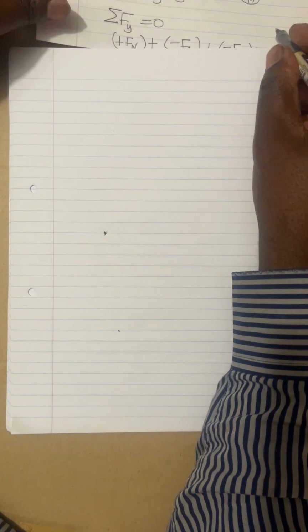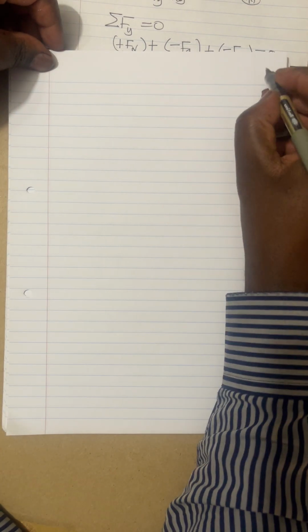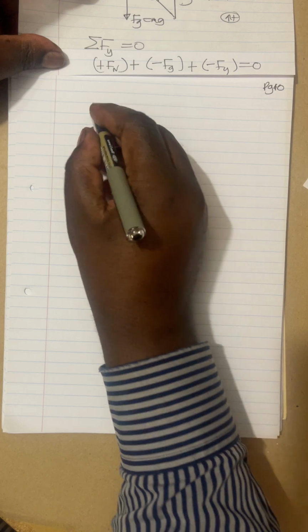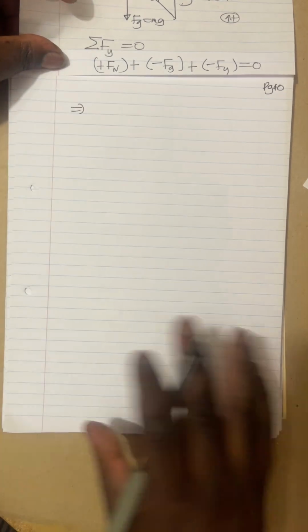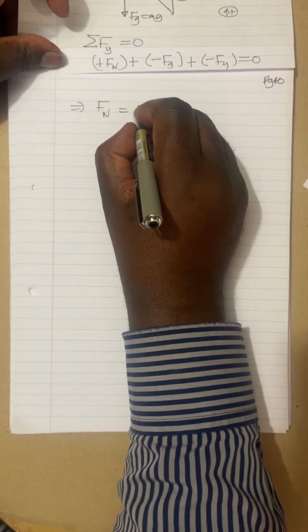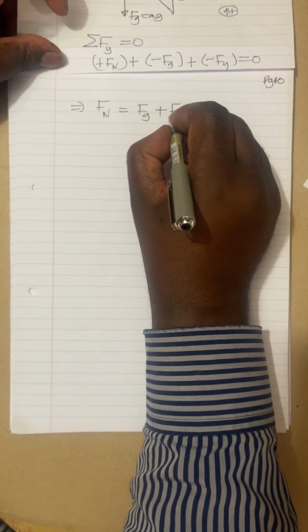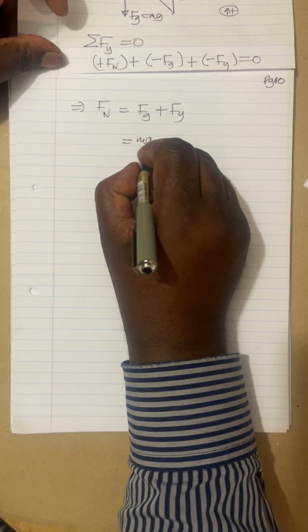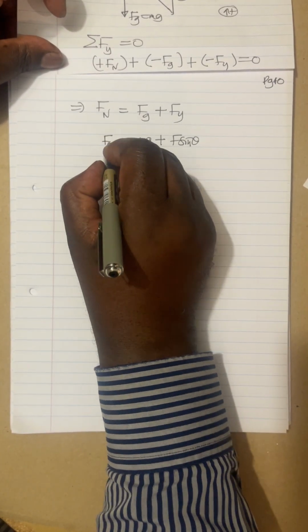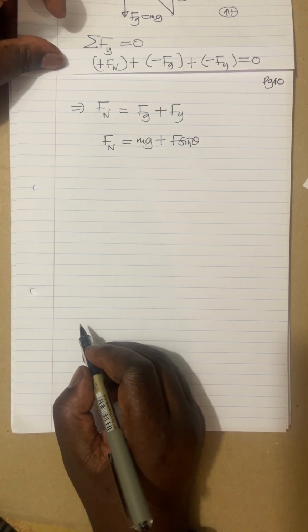Let's go to page 10. Hopefully I can finish off in this video on page 10. We are saying now, watch this. Take these two to the other side. Hopefully you can see what I'm writing. Oh yeah, you can. So we're saying Fn is equal to Fg plus Fy. What is Fg? mg. What is Fy? F sine theta. What is this one here? It's F normal.